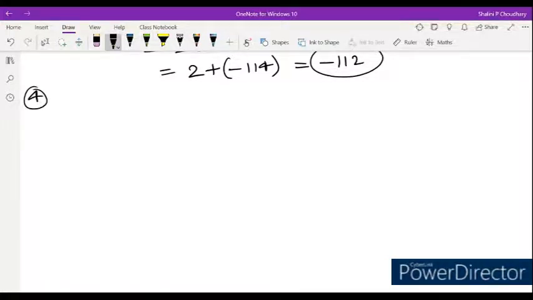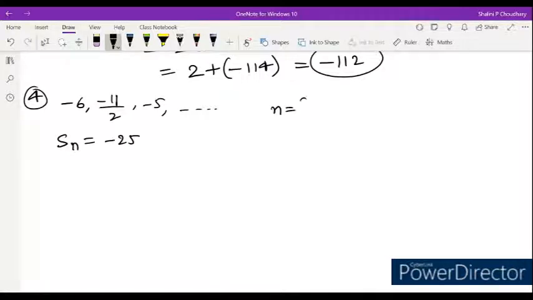What is the question? How many terms of the AP -6, -11/2, -5 are needed to find the sum Sn equal to -25? How many terms are needed? So we have to find out n. Okay, so Sn is given.